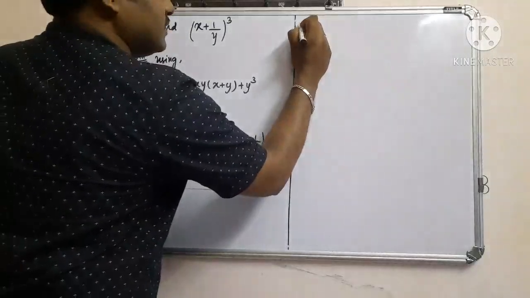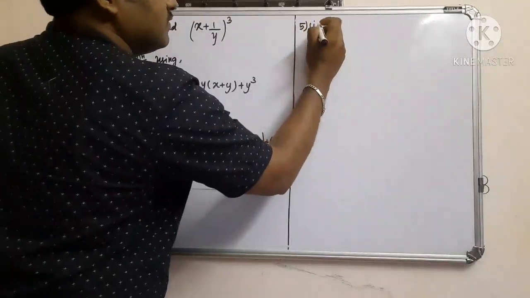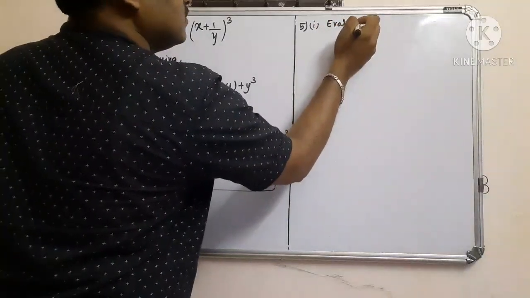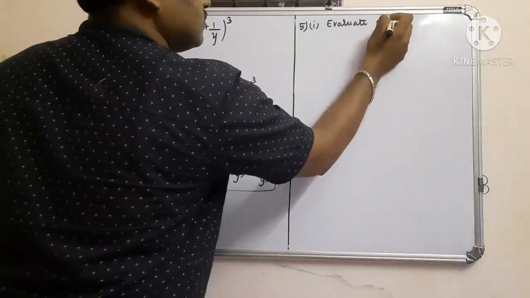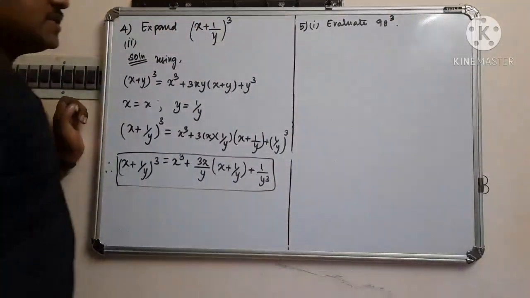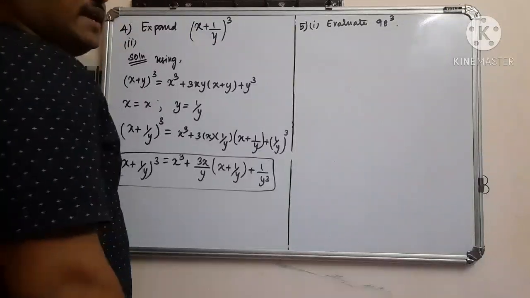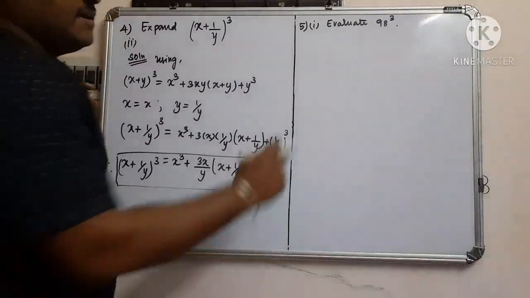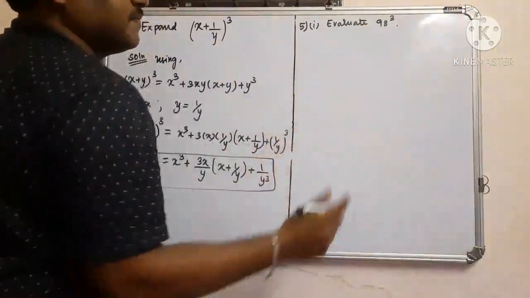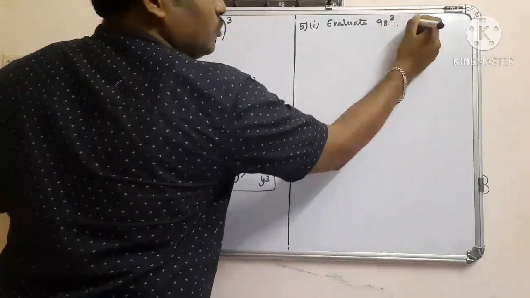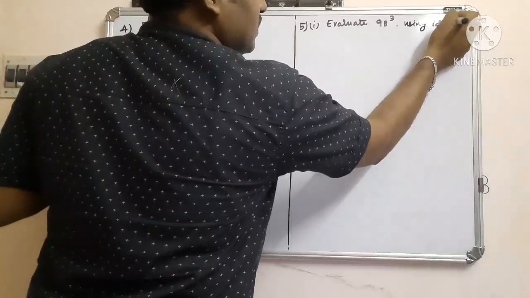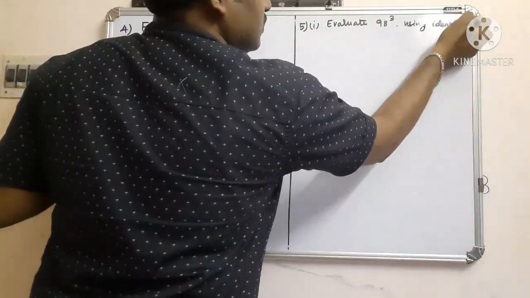Then fifth question, first one is: evaluate 98 cube. So using the identity we have to evaluate 98 cube. So don't do that, don't multiply 98 three times. The question says evaluate 98 cube using identities. Using identities only you have to evaluate.